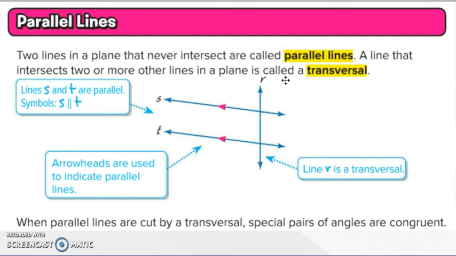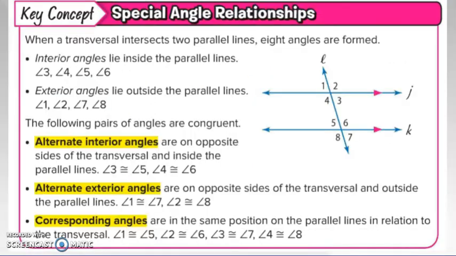If there is a third line that intersects parallel lines, or any two lines, that's called a transversal. So line R right here is the transversal because it is intersecting two other lines. When you have parallel lines cut by a transversal, we have several special pairs of angles. When a transversal intersects two parallel lines, you can see that 8 angles are formed. We have 4 angles with the top line and 4 angles with the bottom line.